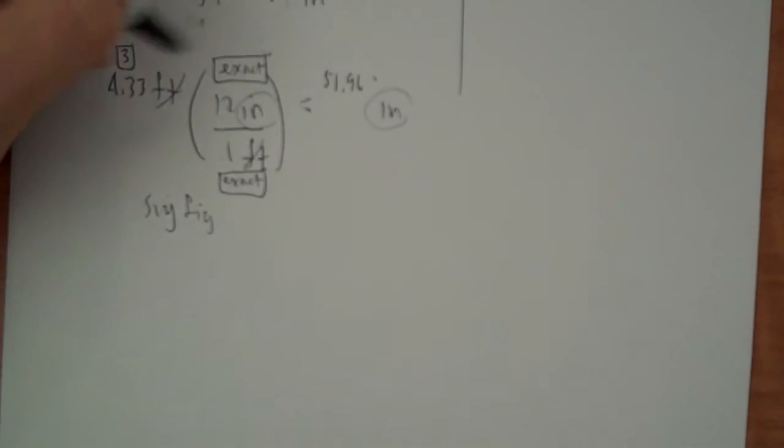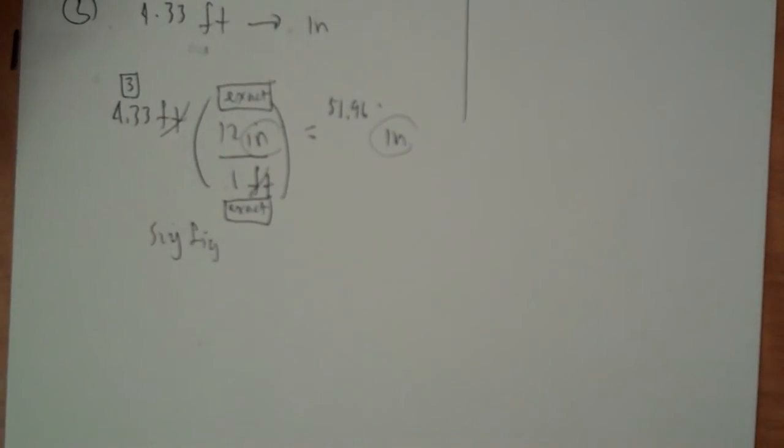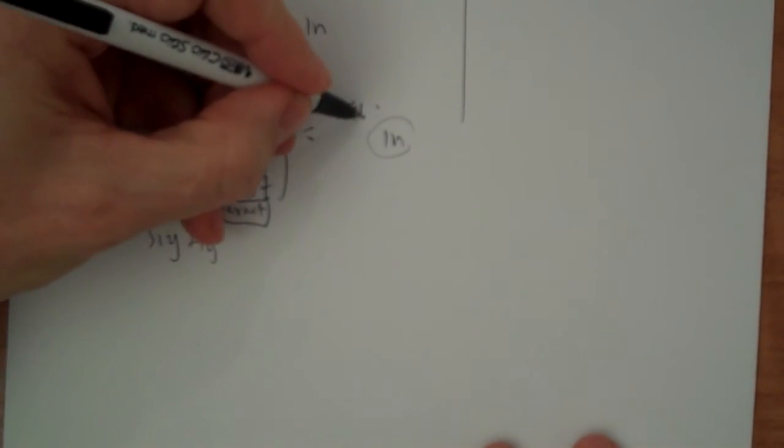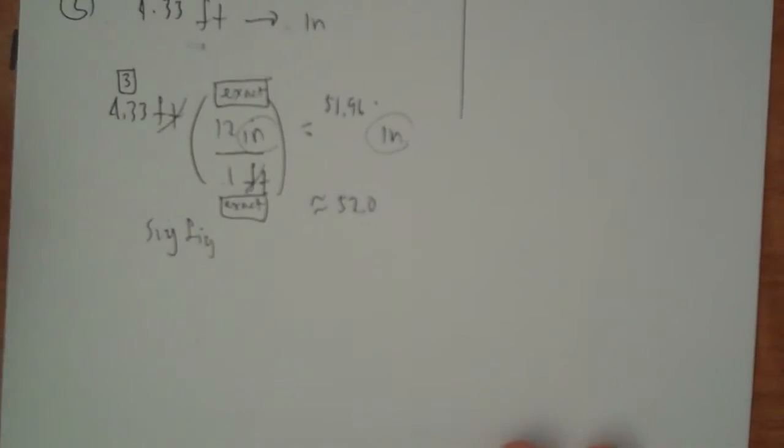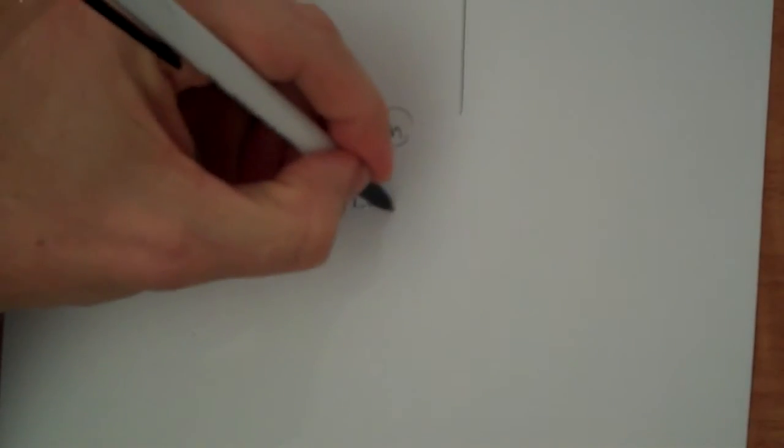So we're going to say that 51.96 rounded to 3 sig figs, we have to take that 6 and round it up. It's going to go to 52.0 inches.